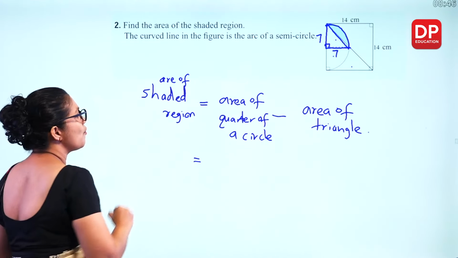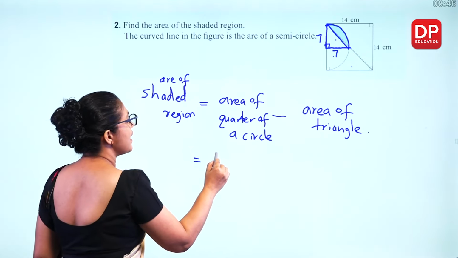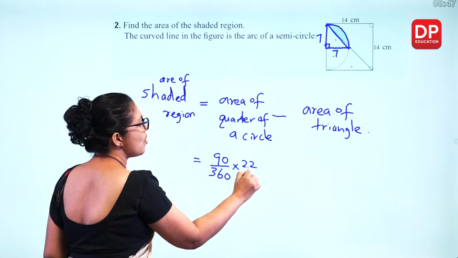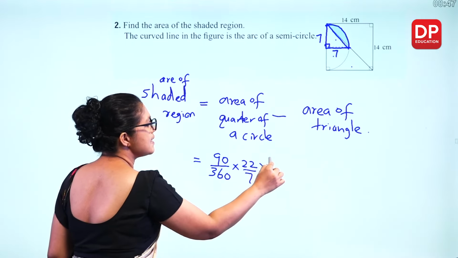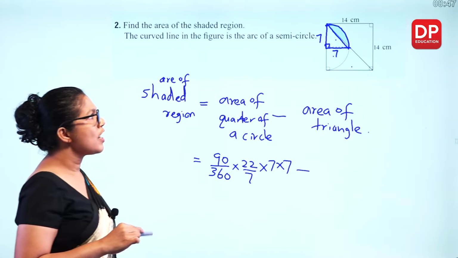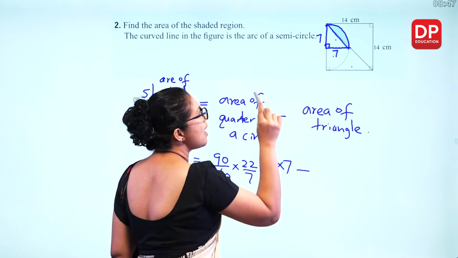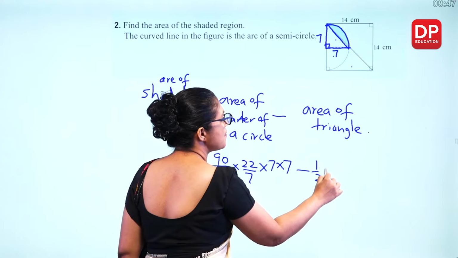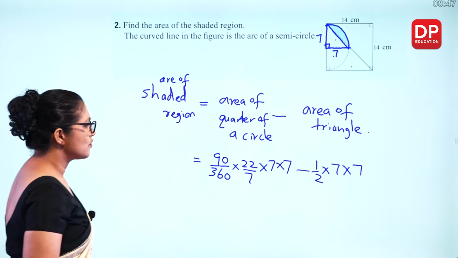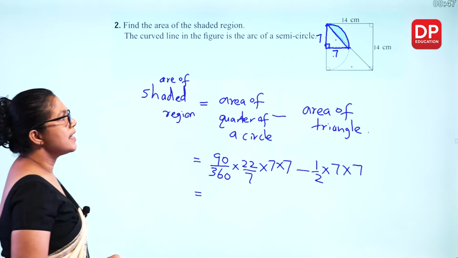How do we find out the area of quarter of a circle? We know angle is 90, pi is 22/7 and the radius is 7. And how can we find out the area of a triangle? This is a right angle triangle. Length and height is 7. Half times base times the perpendicular height. So when you do that, you get the area of the shaded part.